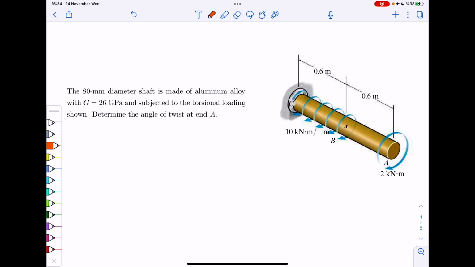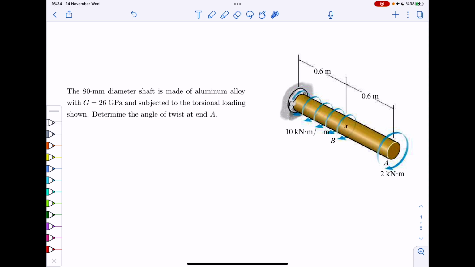All right, so this is the first exercise. We are given a solid shaft made of aluminum with a diameter of 80 millimeters and shear modulus of 26 gigapascal. It is subjected to a torsional loading as is shown in the picture. You want to calculate the angle of twist at A.